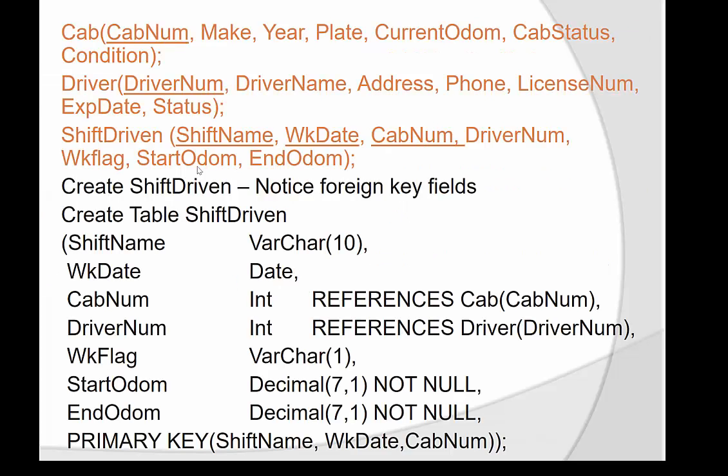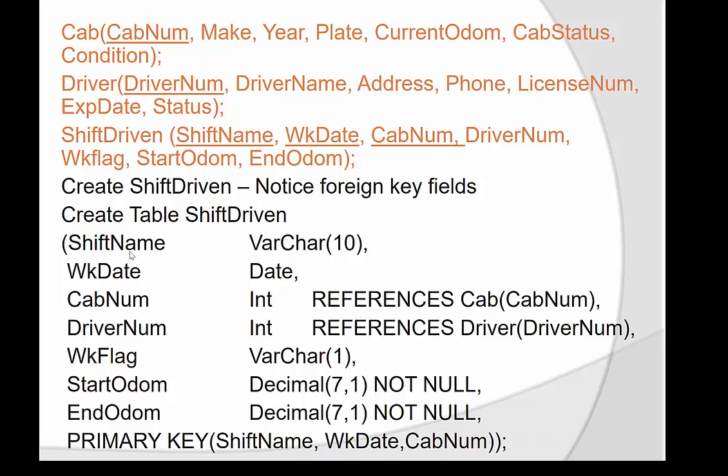So this cab table here is one of 3 tables, and shift driven is a heck of a table here. It's got 3 fields in its composite primary key. So let's see how we're going to create that. I also want you to notice that cab num here is a foreign key to cab num. Driver num here is a foreign key to driver num in the driver table. So we're creating our table called shift driven.